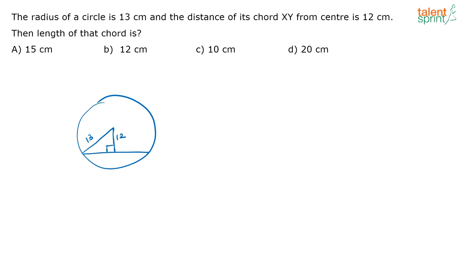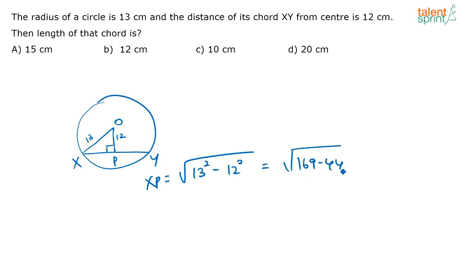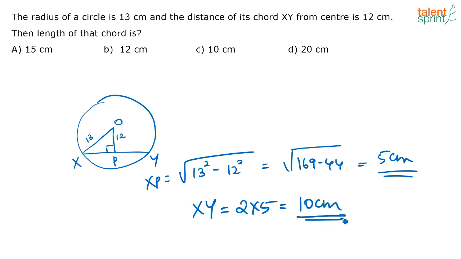So let us put names for O, X, P and Y. Okay. Now what is XP? XP is equal to root of 13 squared minus 12 squared, that is equal to root of 169 minus 144, correct? That is root of 25 or 5 centimeters. So if this is 5 centimeter, what is the total length of the chord? This XY is equal to 2 into 5, that is equal to 10 centimeters, correct? It will bisect the chord, means this half is equal to this half. Very, very basic question. That is option C.